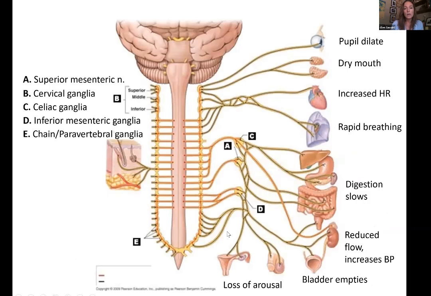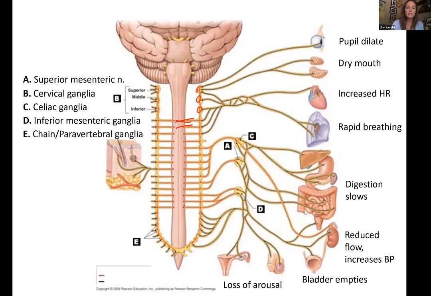This is what it looks like. This here is the chain ganglia. They're on either side. You can see, even though we're coming off the thoracic portion here, there are chain ganglia that bring you all the way up to be able to control the eye or the salivary glands, because you have dry mouth, or even up to the heart to raise your heart rate. So this is all sympathetic action.